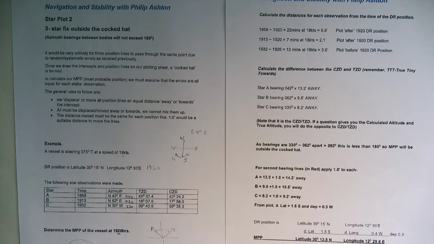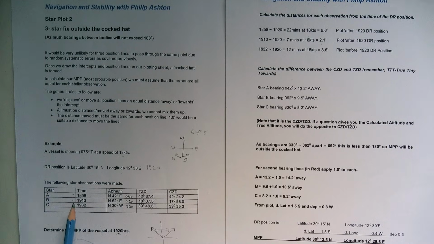Okay, we'll look at how we find our MPP when the position of our cocked hat is outside. So our actual position will be outside the cocked hat that we draw. And this always occurs when the bearings don't exceed 180. So from 330 around to 062, they're less than 180. Okay, so that means we have to be outside the cocked hat.